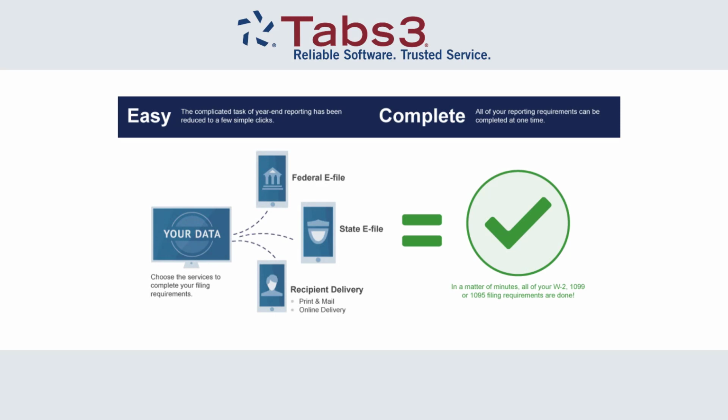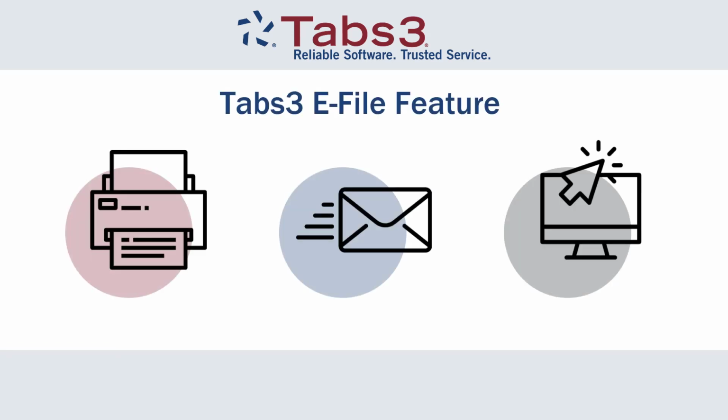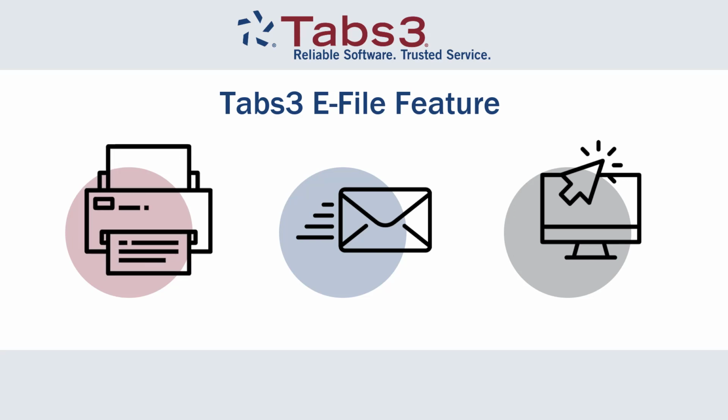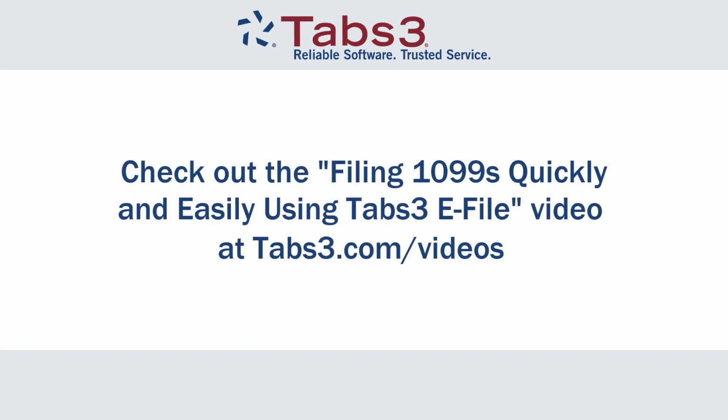Before we get started, if you'd like to skip printing forms this year, you could opt to use the Tabs3 1099 e-file feature. Simply upload your data to the Tabs3 e-file portal and they can be printed, mailed, and electronically filed on your behalf. For more information about Tabs3 e-file, check out the Filing 1099s quickly and easily using Tabs3 e-file video.